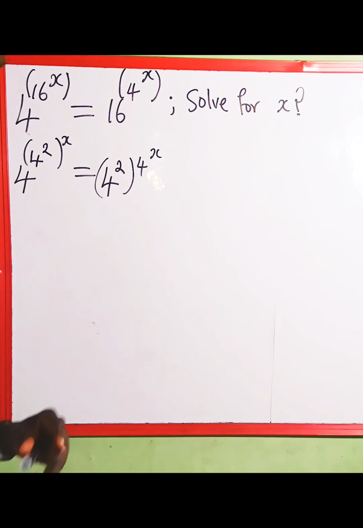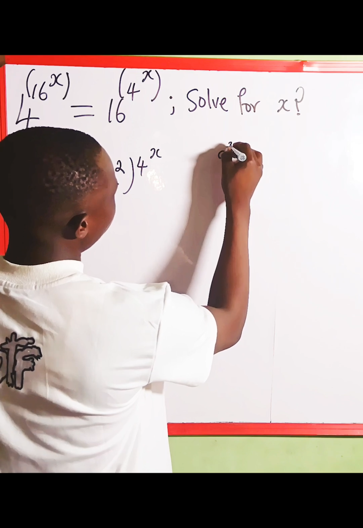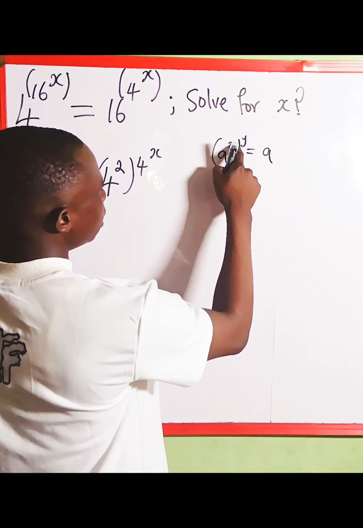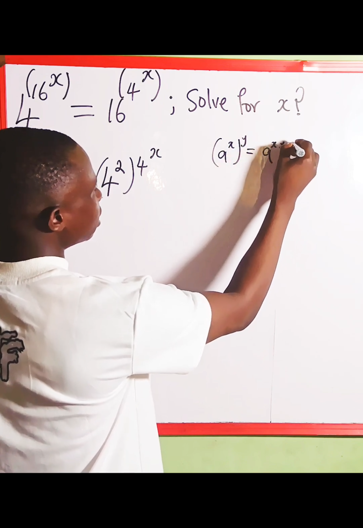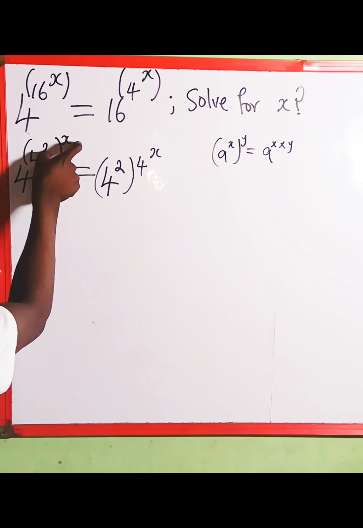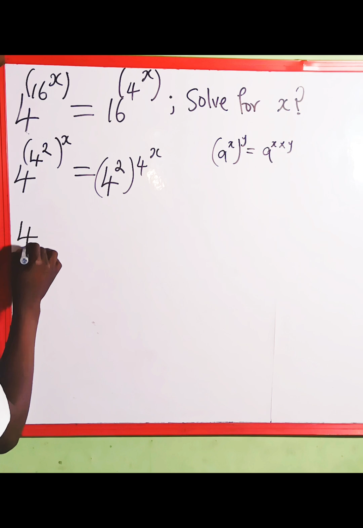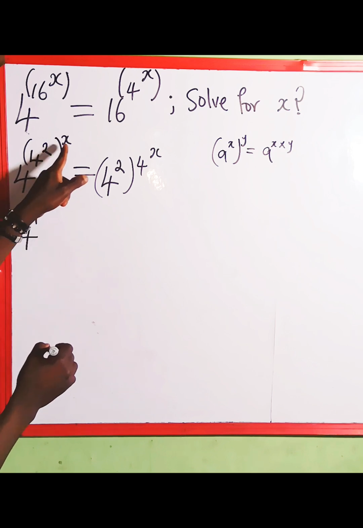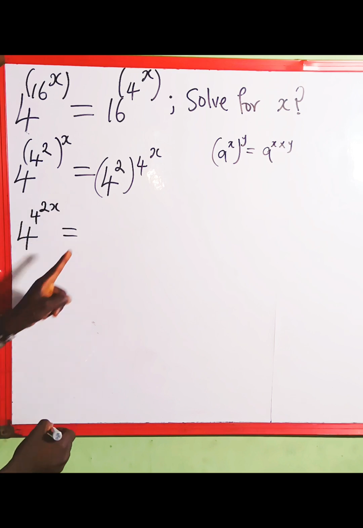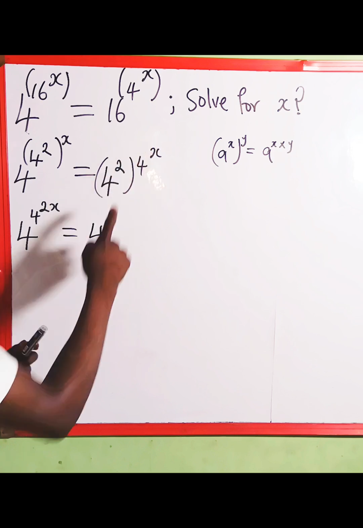Now the next thing we're going to do is to recall the power property of exponents. When we have a raised to the power of x, all raised to the power of y, this can be simplified as a to the power of x multiplied by y. We can multiply x and y together, which means that this 2 and this x, we can multiply them together, and also we multiply this together. So we're going to have 4 raised to the power of 4, then 2 multiplied by x is going to give us 2x, which is equal to 4, and here we have 2 multiplied by 4 to the power of x.